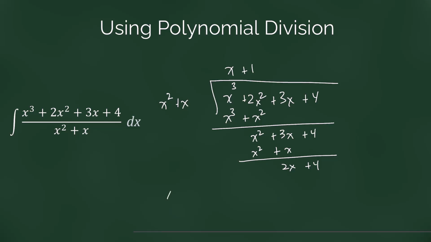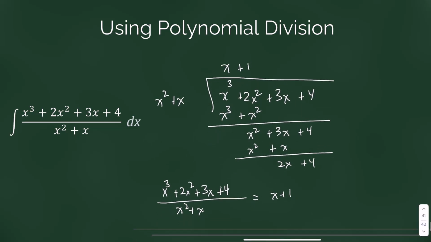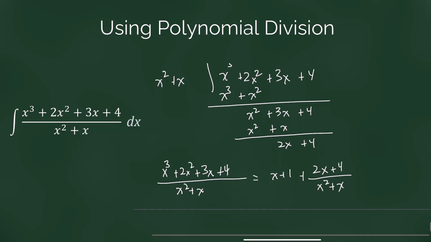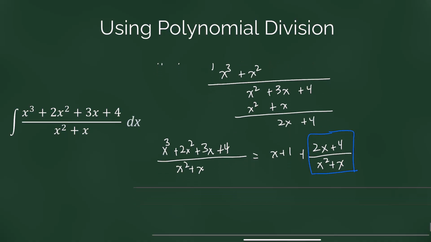x cubed plus 2x squared plus 3x plus 4 over x squared plus x can be rewritten as x plus 1, the divisor we just got out of this division, plus 2x plus 4 over x squared plus x. That can be rewritten, and when I say that, I mean this expression here can be rewritten using partial fractions.